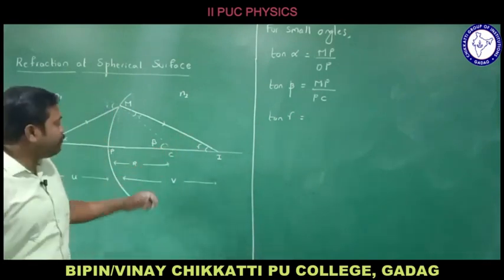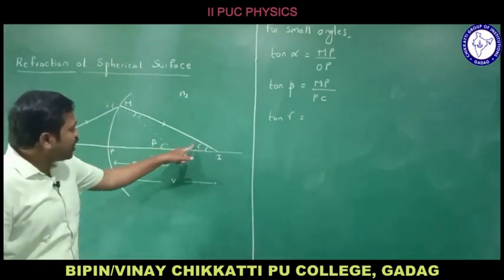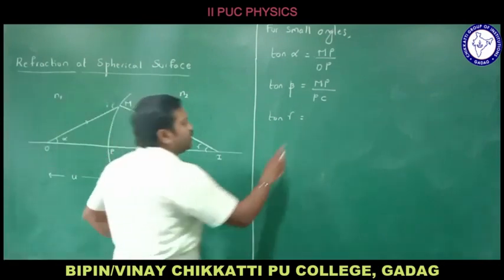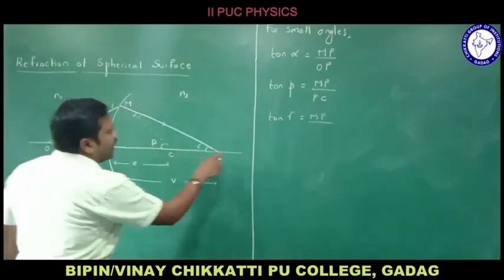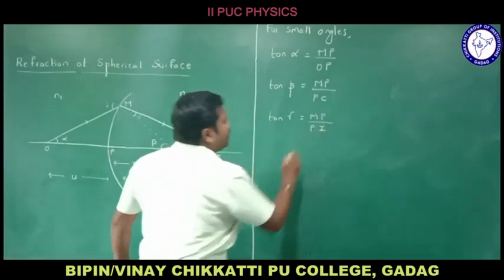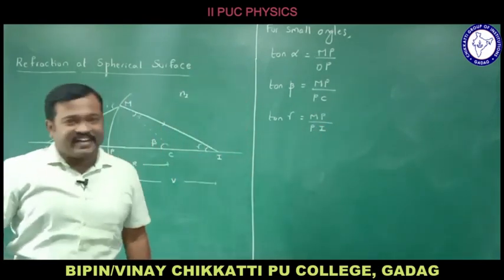Opposite side divided by adjacent side. So the opposite side of gamma here is MP. So let me take MP divided by the adjacent side PI. What shall I take now here? PI is the adjacent side here, right?